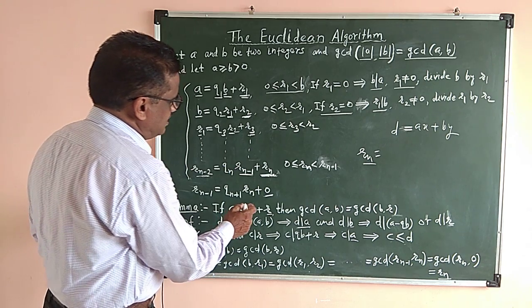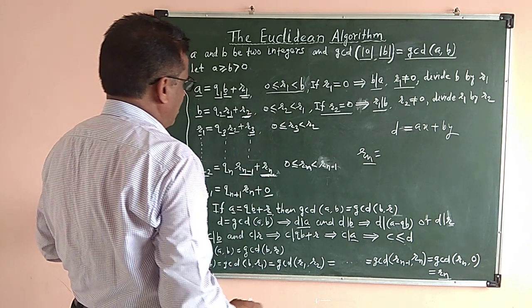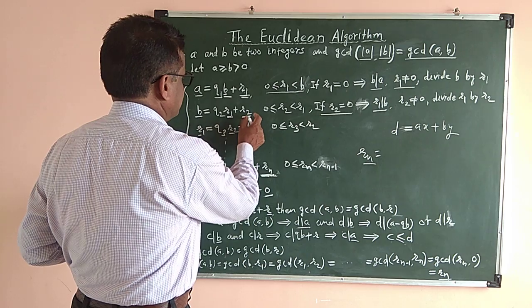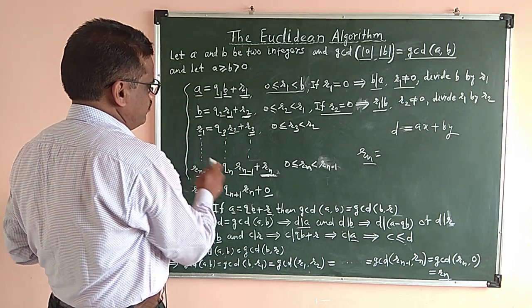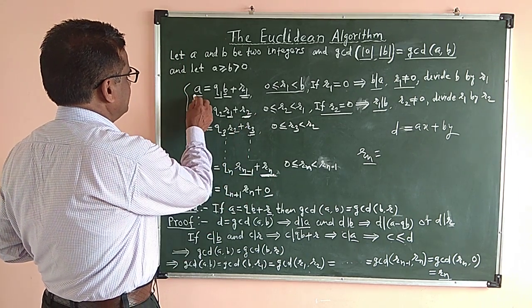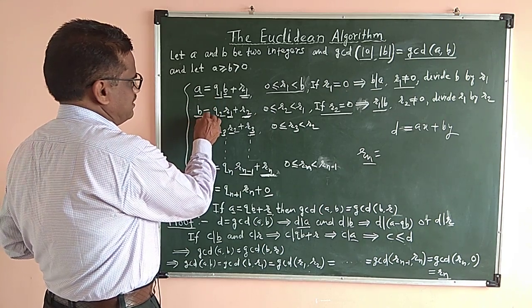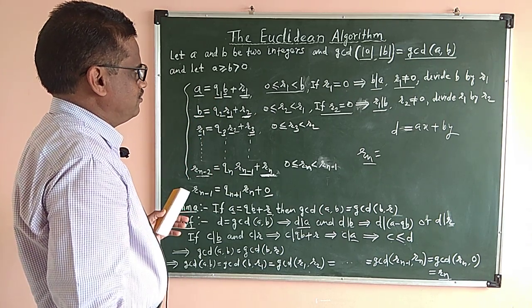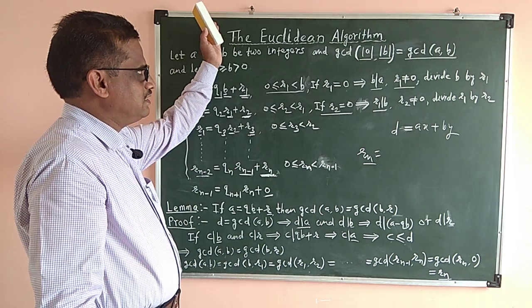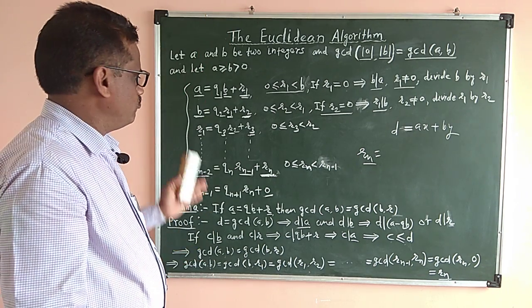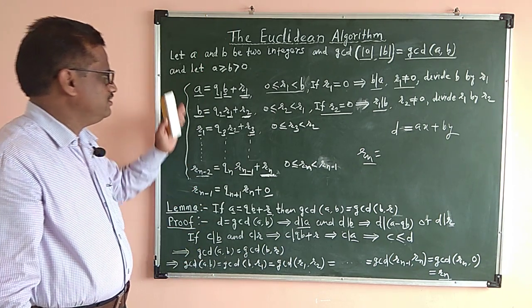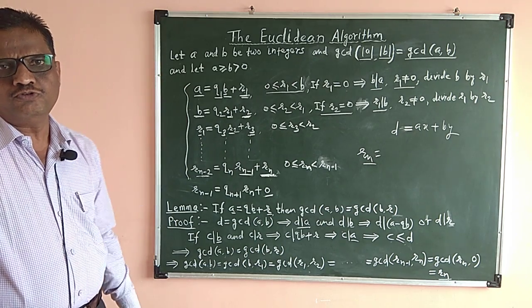And if we eliminate all remainders, then we get Rn is nothing but GCD of A and B. So by using the Euclidean algorithm, we can find the GCD of two integers.